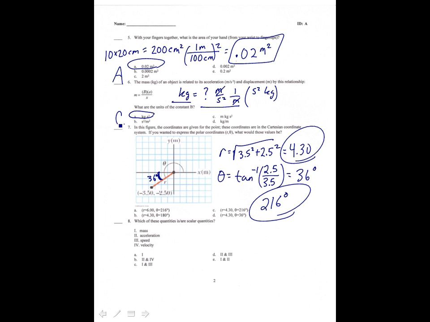Which of these quantities is scalar quantities? Let's see, that's a scalar quantity, acceleration is a vector quantity, and speed is a scalar quantity. Velocity is a vector quantity, so that's 1 and 3, which is the answer C.